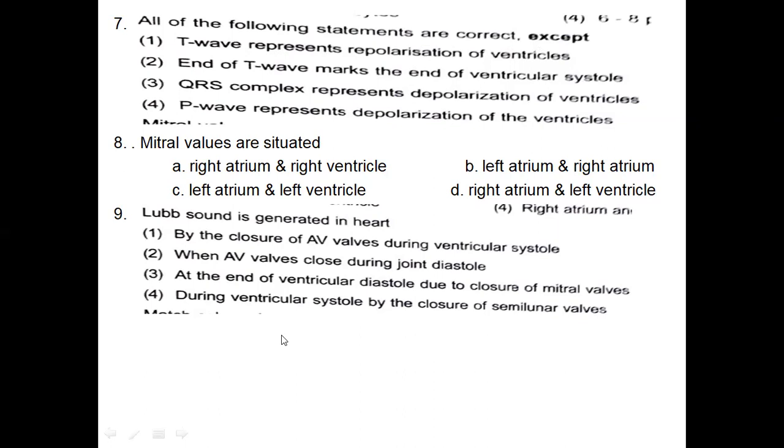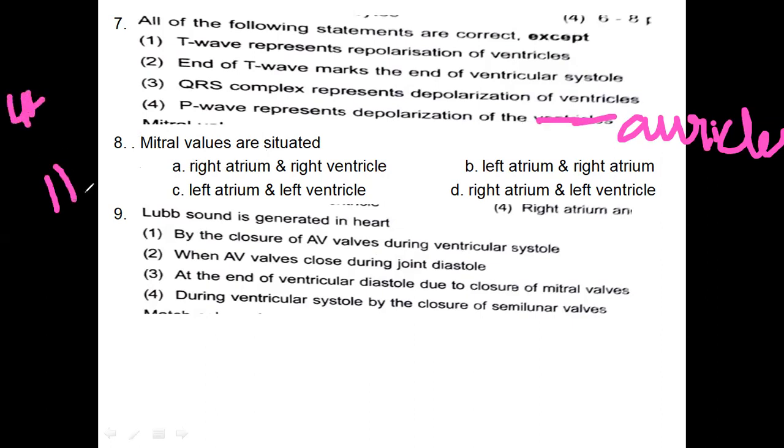QRS complex represents depolarization of ventricles, right? P wave represents depolarization of ventricles. No, the P wave represents the depolarization of auricles. Mitral valves are situated between. Mitral valve is situated on the left side between left atrium and left ventricle.